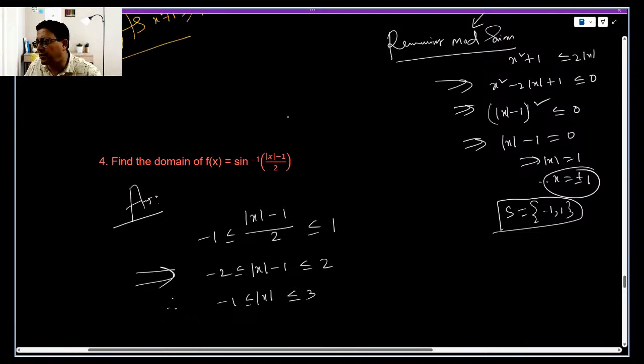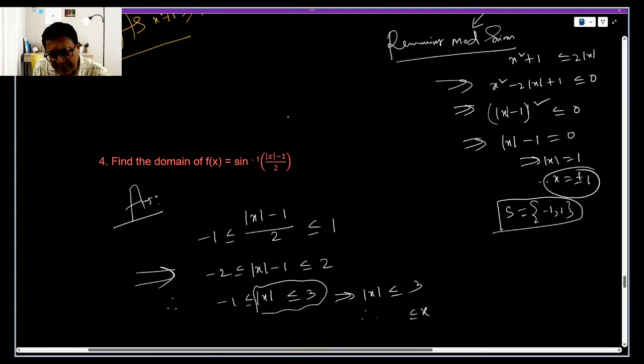Write the solution. Which part should I take? Not this part, it is always true. We have to find the common region, so we will see this part only. This implies mod x less than or equal to 3. So x is greater than or equal to minus 3 and less than or equal to 3. Isn't it clear? You all understand?